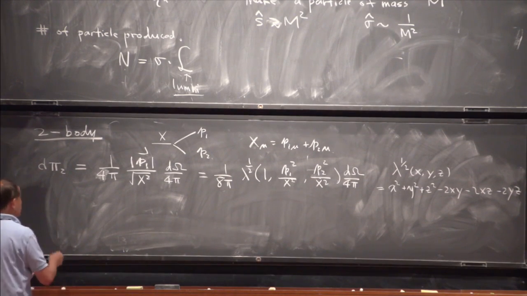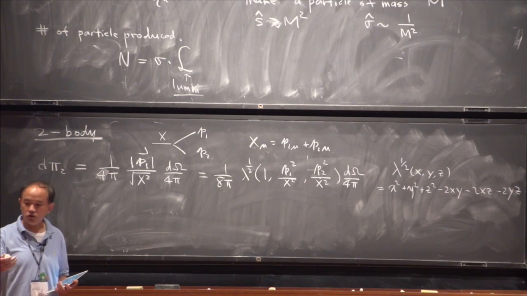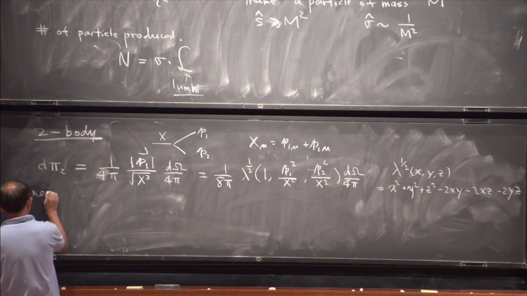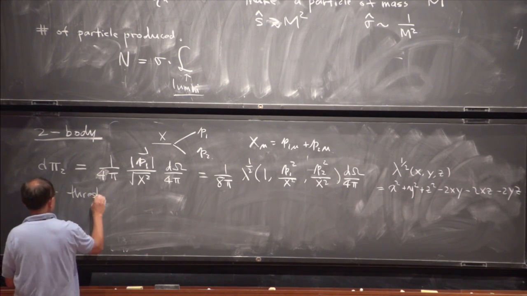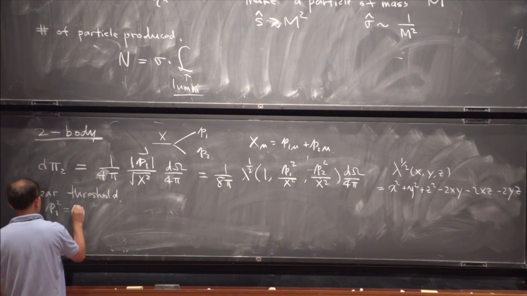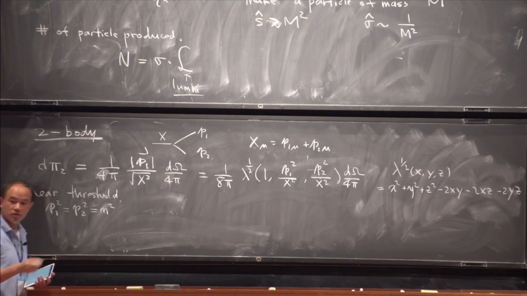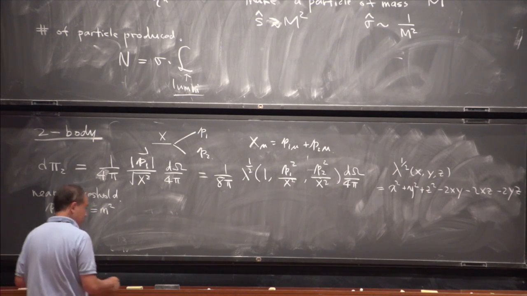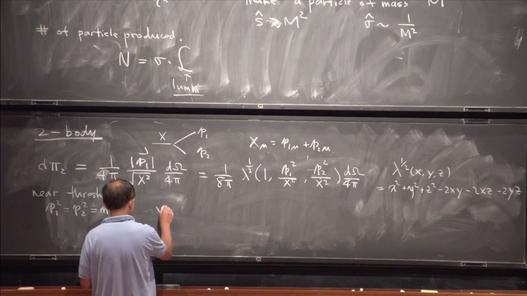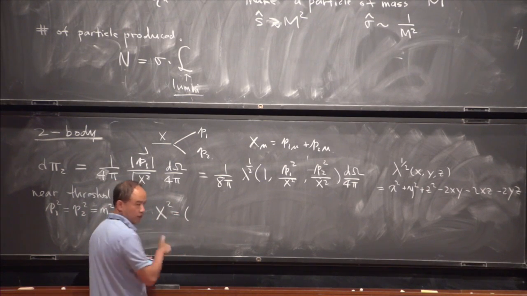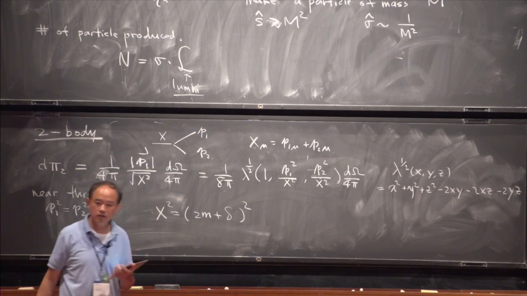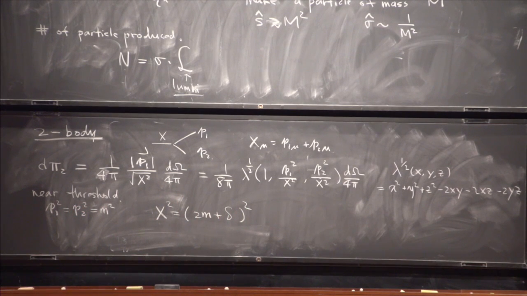One thing we can ask, since we know that most particles are produced at threshold, is what happens to two-body phase space near the threshold. Let's just assume P1 squared equals P2 squared equals M squared for simplicity, otherwise the equations are getting longer. In this case, near threshold means that the available energy is 2m plus some delta squared. I just have enough energy, a little bit extra.